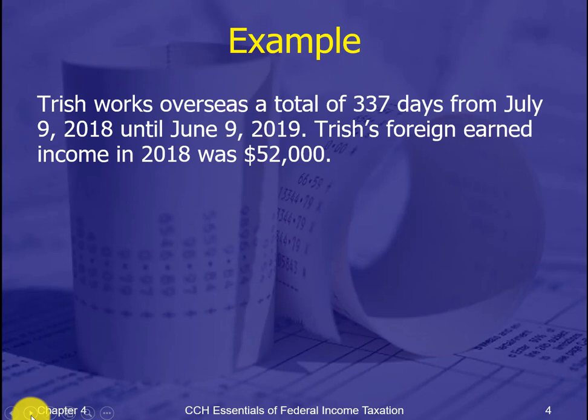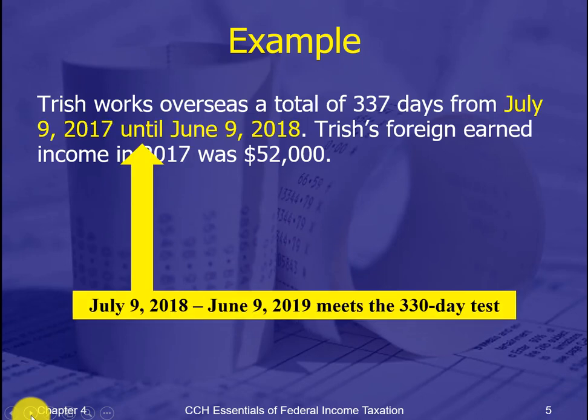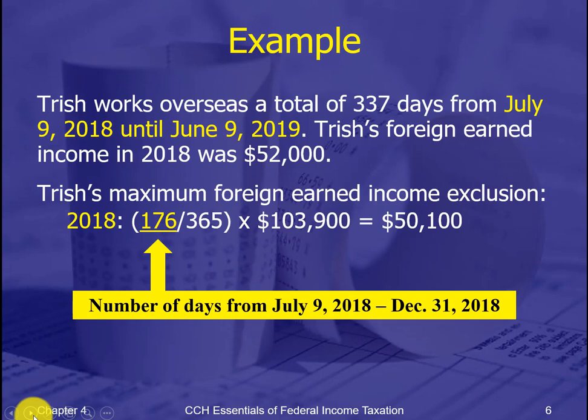So a little example here. Okay, we got her 337 days during that period of time. Notice it goes over 2 calendar years. Their income is $52,000 in 2018. All right, so how much can she exclude? You take the 176 days. Again, we're counting up days from July 9th through December 31st, divided by 365 times the 103,900 equals 50,100 out of the 52,000.